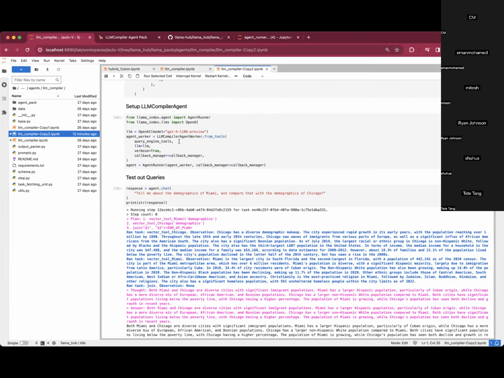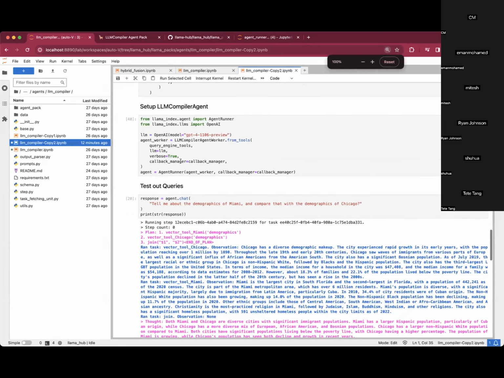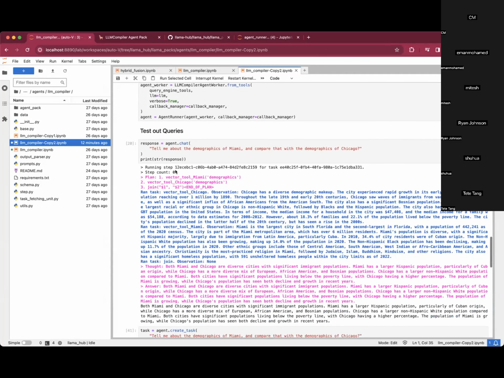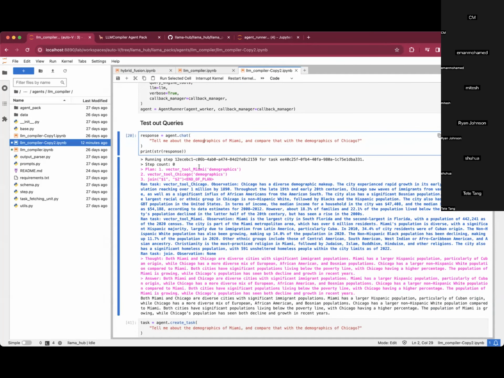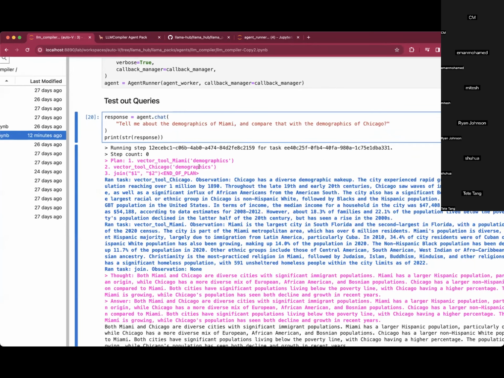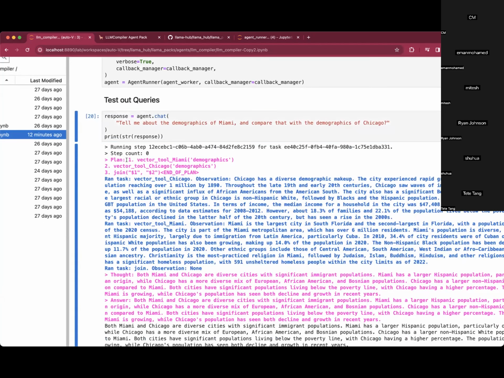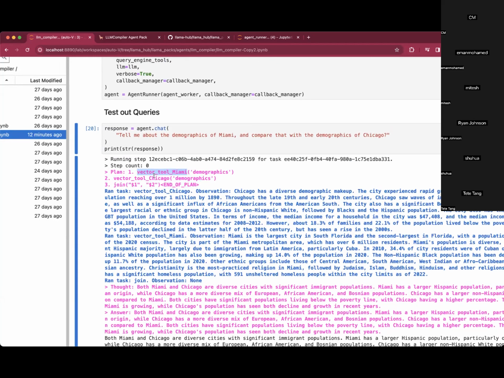You can initialize your LLMCompiler agent worker with GPT-4, and then ask a question like this: tell me about the demographics of two different cities, just a very toy question example. But if you look at the debug output, you can actually see LLMCompiler in action. It generates a plan, right? First I want to query the vector index for Miami, as well as the vector index for Chicago. And then I want to join the two together.